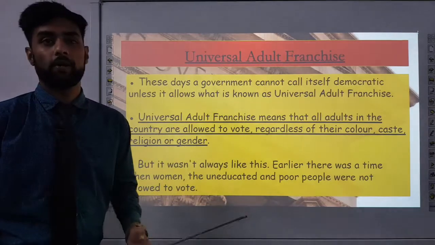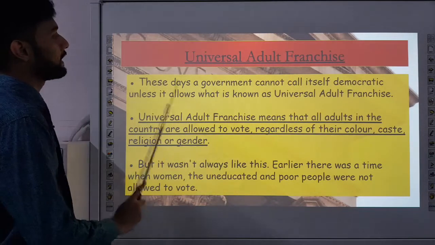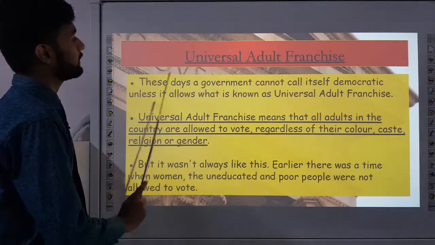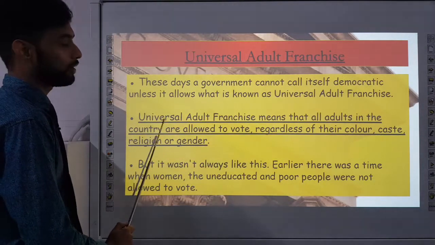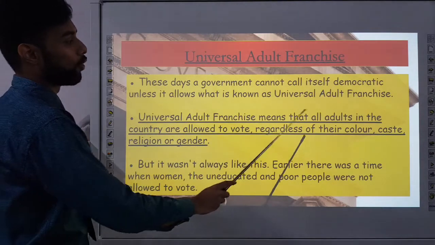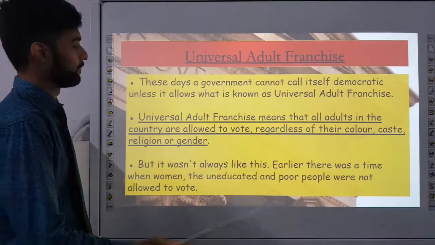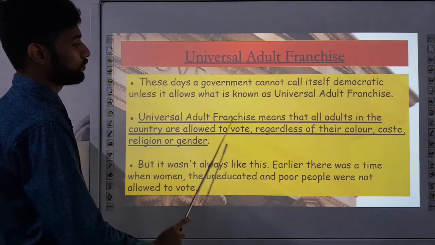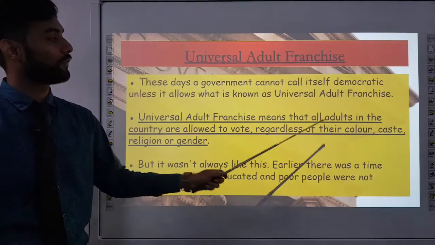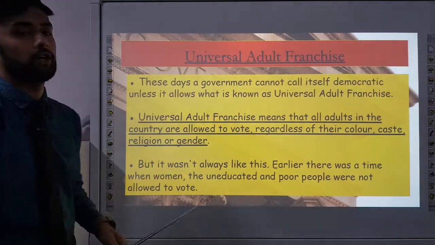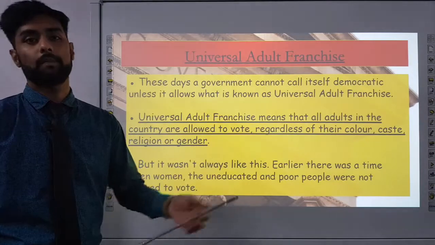Now here is another important topic that you must learn. It is called universal adult franchise. Now let us discuss this. These days, a government cannot call itself democratic unless it allows what is known as universal adult franchise. The definition is here, underline this in your books. Universal adult franchise means that all adults in the country, adult here means 18 or above 18 years of age, in the country are allowed to vote regardless of their color, caste, religion or gender. Means every citizen of the country, if they are of the age of 18 or above the age of 18, will have the right to vote. Their color, caste, religion or gender will not be a thing that will stop them from voting.